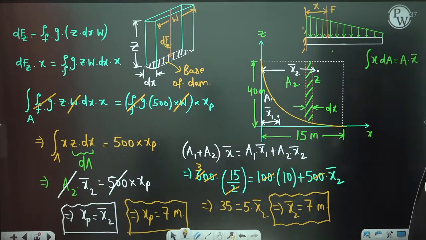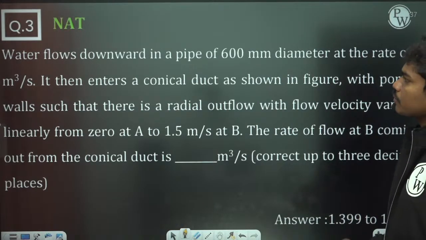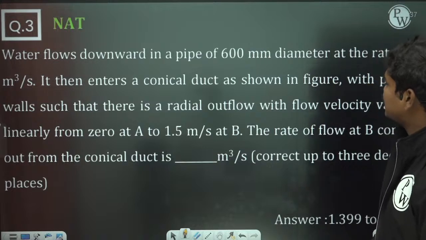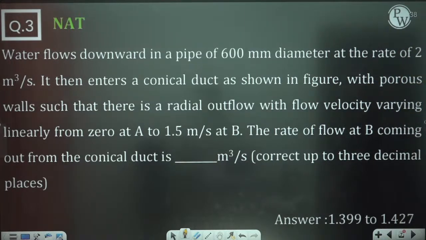Okay, now let us see this third question. Water flows downward in a pipe of 600 mm diameter at a rate of 2 meter cube per second. It then enters a conical duct as shown in the figure.